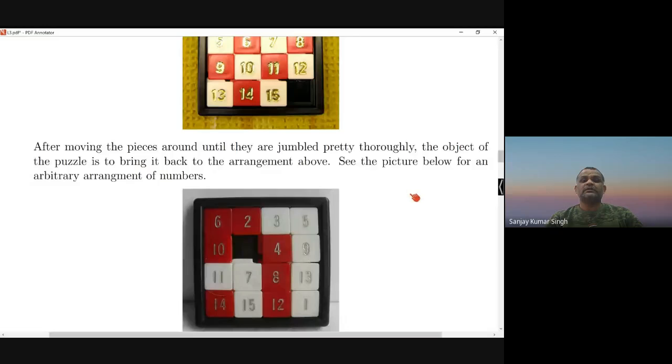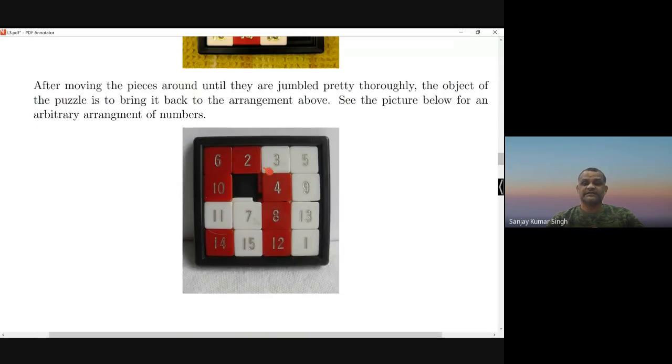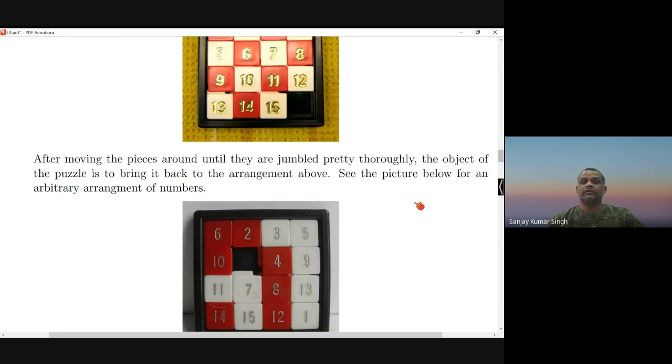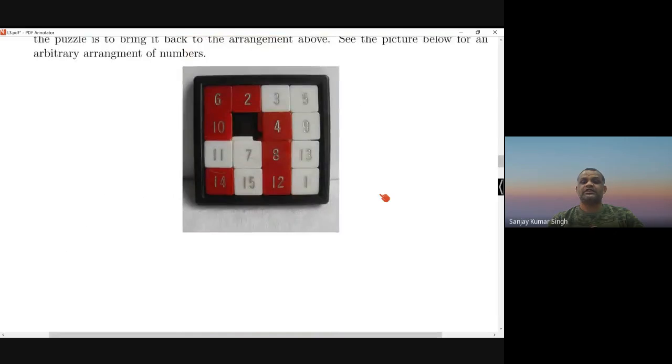After moving the pieces around until they are jumbled pretty thoroughly, the object of the puzzle is to bring it back to the original arrangement. Suppose I start with this. The game is that you slide the pieces in whatever direction, whatever you do, and you make this position. This is called the final position of the game, and this will be treated as the initial position of the game.